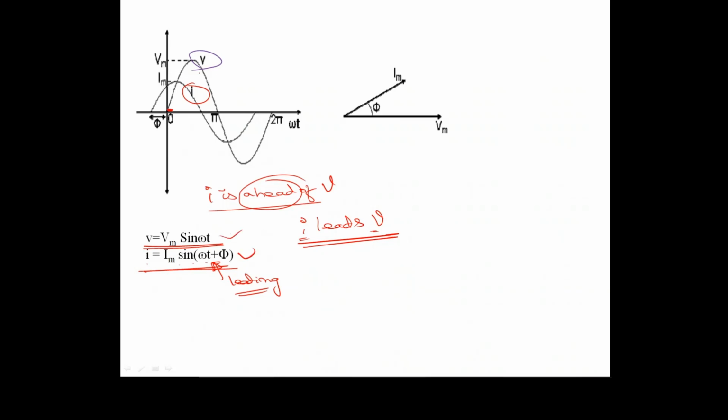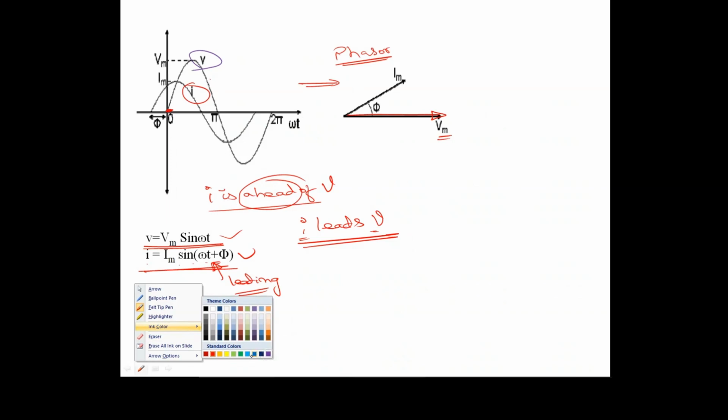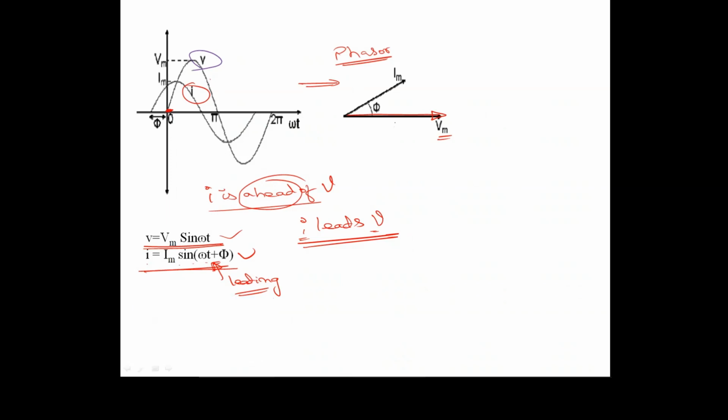The same waveform can be represented in phasors like this. As usual, since the voltage waveform is starting at 0, we take the voltage phasor as a reference like this. This is the voltage phasor with a length of magnitude Vm, and the current phasor is leading, so it must be drawn above. Why above? Both the vectors, as I said earlier, are moving in the counterclockwise direction.